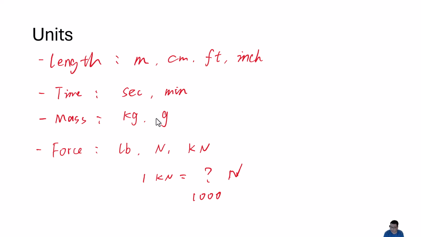Okay. And one more question. 1 kilonewton equals how many newtons? The answer should be 1,000. Okay. And similarly, 1 kilogram equals how many grams? It should be 1,000 as well.